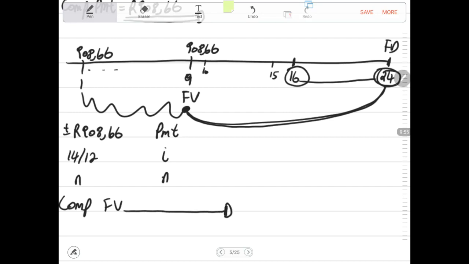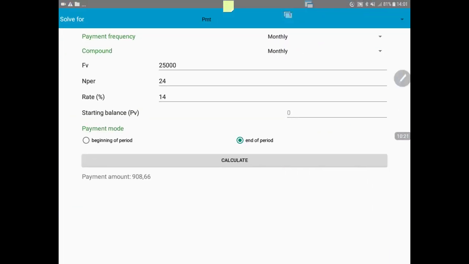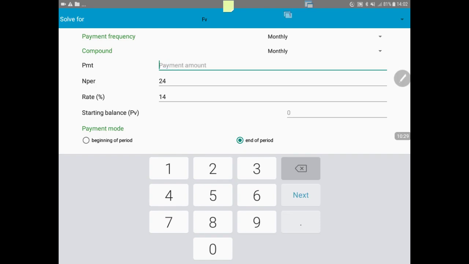Previously, we calculated the future value at the date just before the change in the interest rate, then we still continued to calculate the future value. Now we need to know how much the future value is if 908.66 is our PMT and our N is 9 months. Then again, using the app, a very easy approach. What are we looking for? We're looking for the future value. Compounding period is monthly, and our PMT is 908 rand 66 cents, for only 9 months.